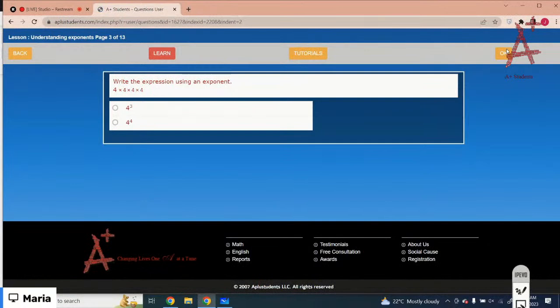Okay, write the expression using exponent. So which of the option is the correct one? Of 4 cube or 3 cube, which is the correct option? Very good. That would be the second option. You are multiplying 4 how many times? 4 times. So it would be 4 exponent 4 is the correct option.